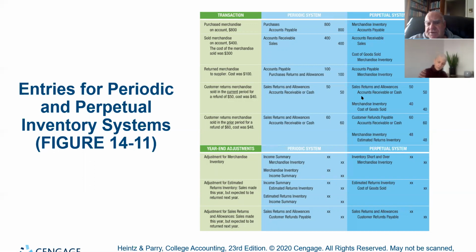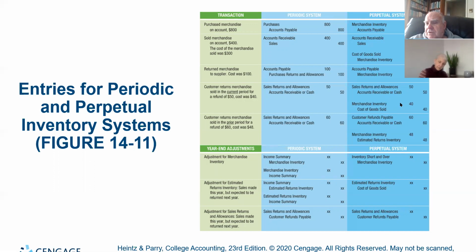The entry is exactly the same under the perpetual system, but once again, whenever you're recording sales or sales returns and allowances, there will probably be an impact to the inventory. In this case, we paid $40 for that item we sold for $50.